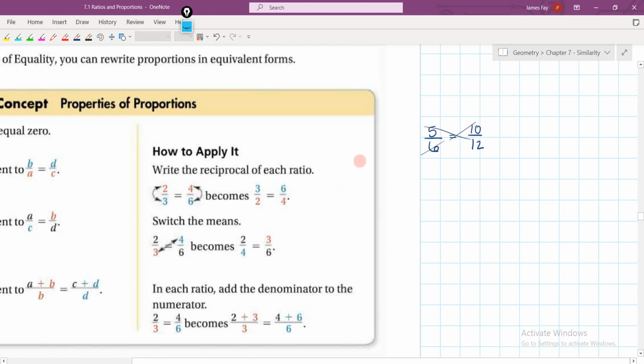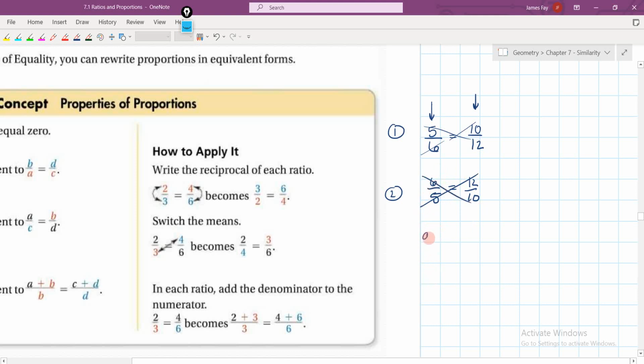But what this first property is saying is not only is that true, but if you take the reciprocal of 5/6, which turns out to be 6/5, that is identical then to taking the reciprocal of 10/12, which would be 12/10. And the reason that is okay is because I cross multiply, I still get 60, and I still get 60.